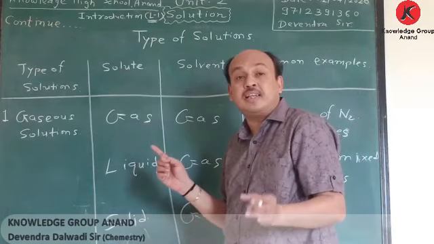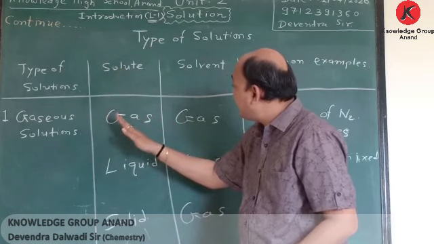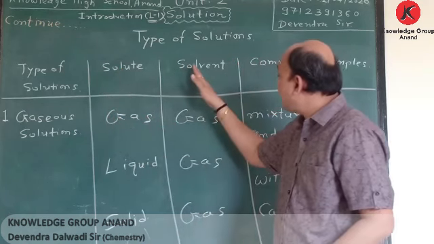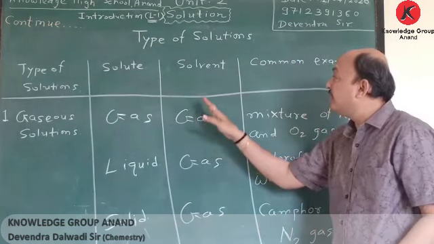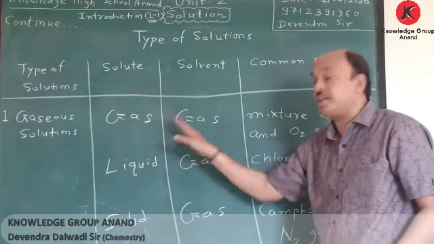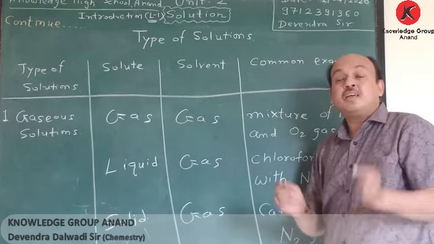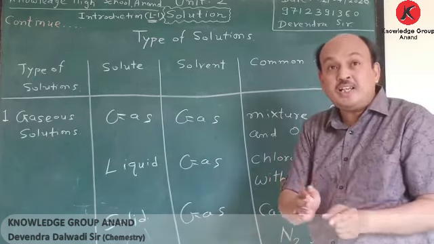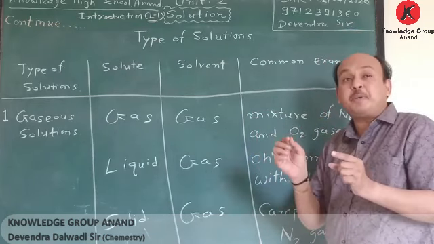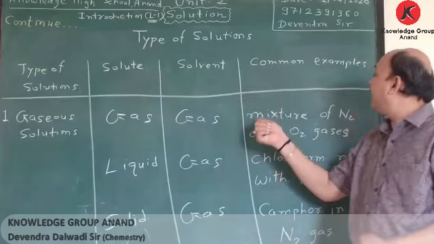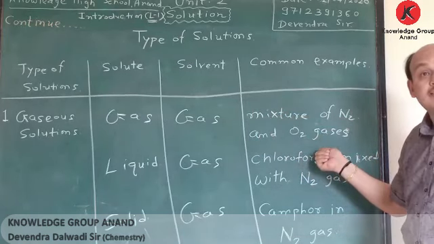We already learned in an earlier lecture that in a solution, suppose the solute is in gas form and the solvent is also in gas form. That means both the solute and solvent are in a gaseous form, but one is present in more quantity and the other in less quantity. A common example is a mixture of N2 gas and O2 gas.